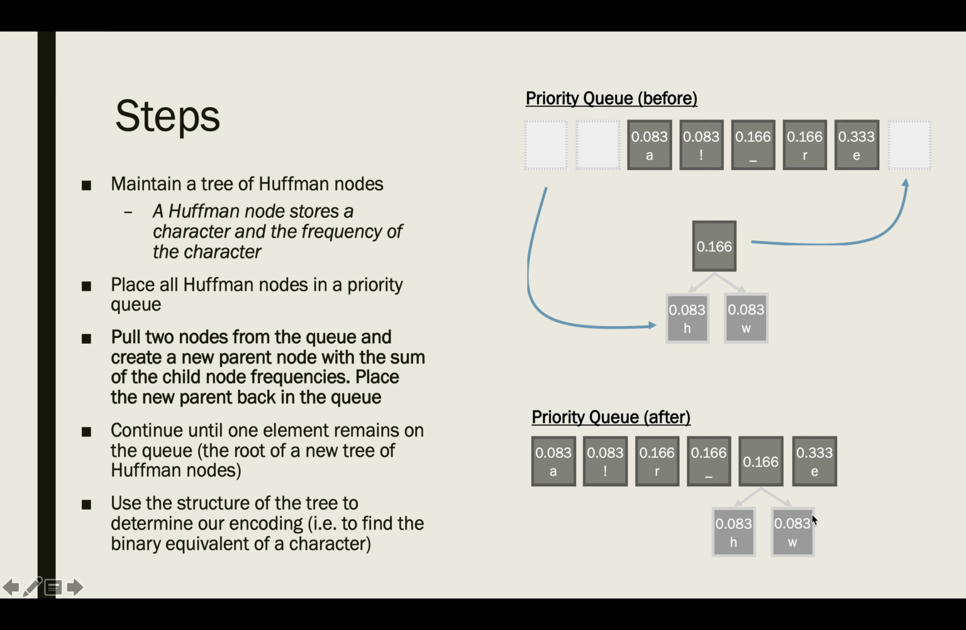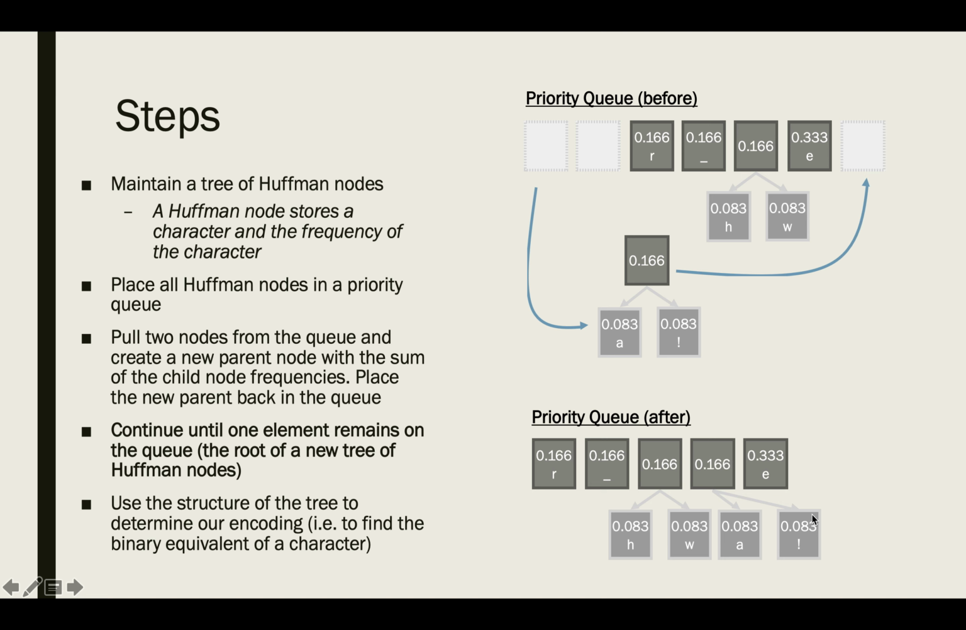Okay, so I said we pulled out two elements. We created a new parent node with those two elements as child nodes, and then we'll place that back into the heap. We're going to continue to do this over and over and over, pulling out the two minimum elements, creating a new parent, placing it back into the priority queue until only one element remains in our queue. And once one element remains in our queue, that will be the root of our Huffman tree, and we're going to use that to show the compression of our characters here.